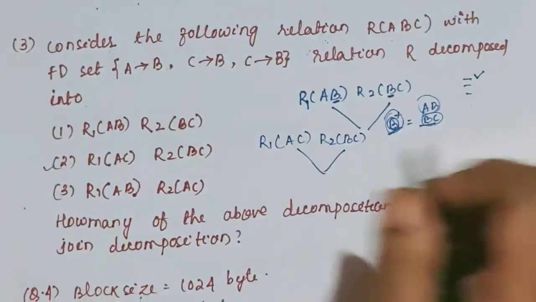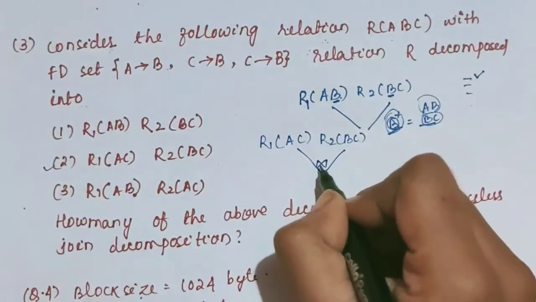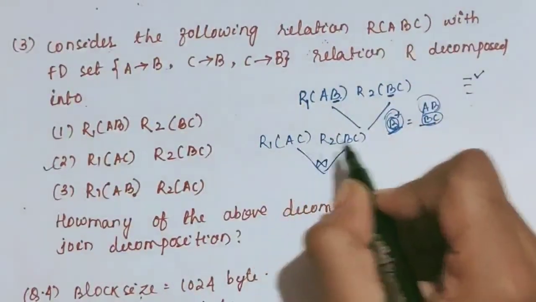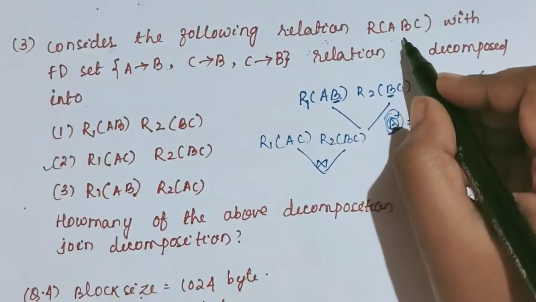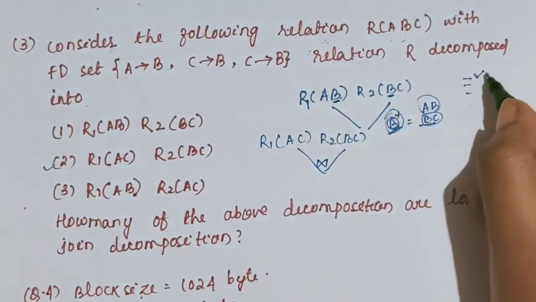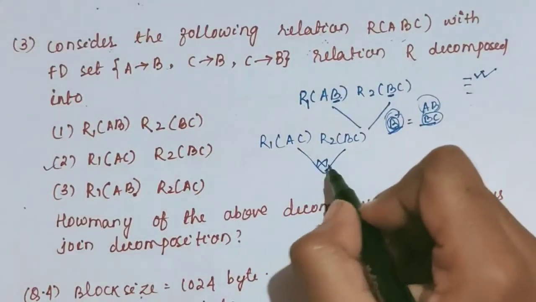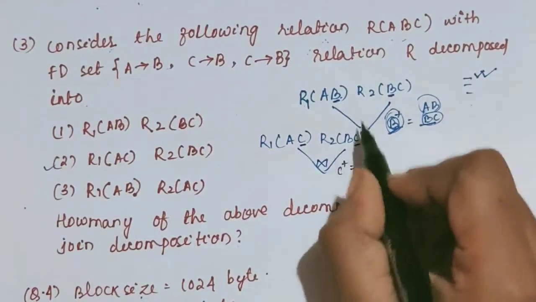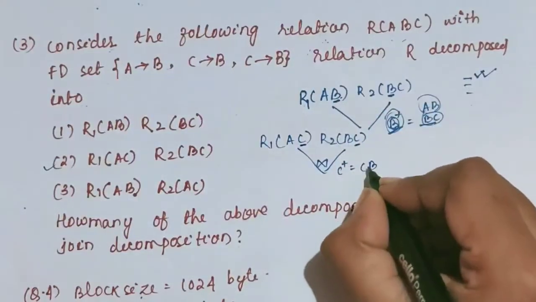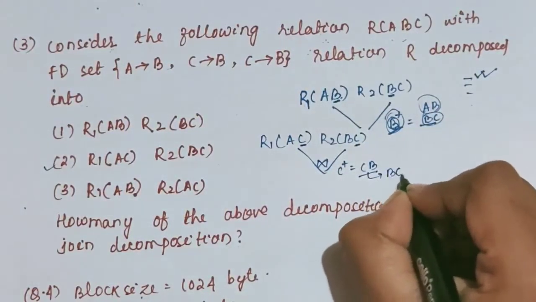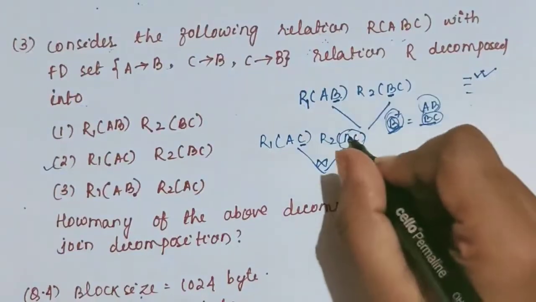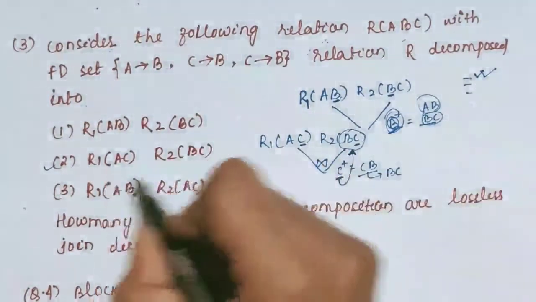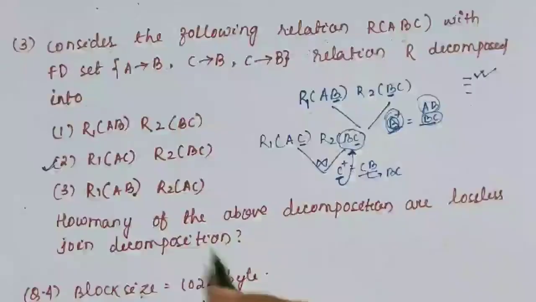See the second one, R1 of AC and R2 of BC. If we are making a join, the union AC union BC is ABC, we are getting ABC. So the first rule is okay. If we are checking the second rule, the common variable here is C. If we are finding C plus, then we will get C to B and BC. This is nothing but BC, and BC is totally this relation. So C is a super key for this table. So this is obviously lossless.